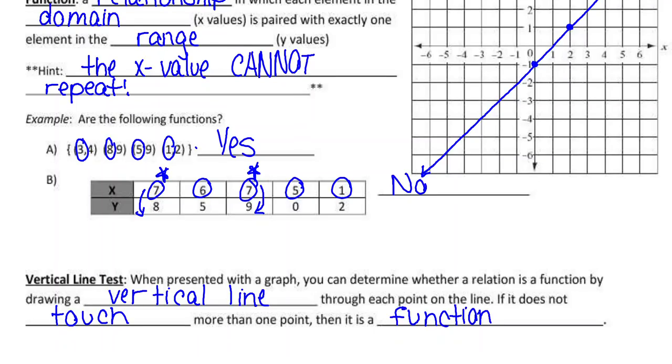Now, it's hard to see when you're on a graph, but you can do what's called the vertical line test, because the vertical line will pass through the x point. So you can literally draw a vertical line through each point on the grid, and if it only touches one point at a time, then it is a function. If it touches 2 points at a time, when you draw a straight line, it's no longer a function. So let's see what that looks like.